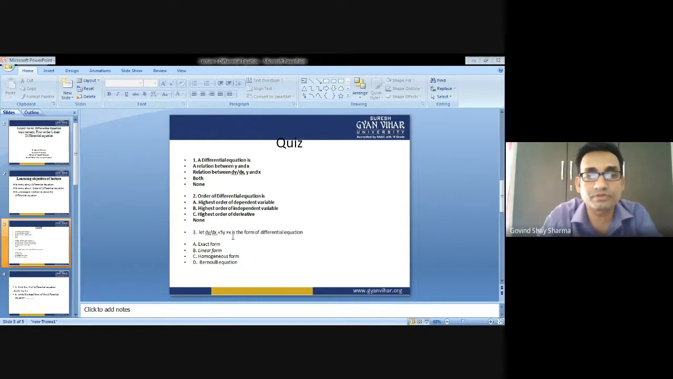Homogeneous form of differential equation is where all terms have the same degree. And Bernoulli, I discussed at the end of the lecture. The Bernoulli equation is also a part of linear differential equation: dy upon dx plus Py is equal to Q(x)y to power n. It's called the Bernoulli form of the equation. So in the third question, the right answer is linear form of differential equation.